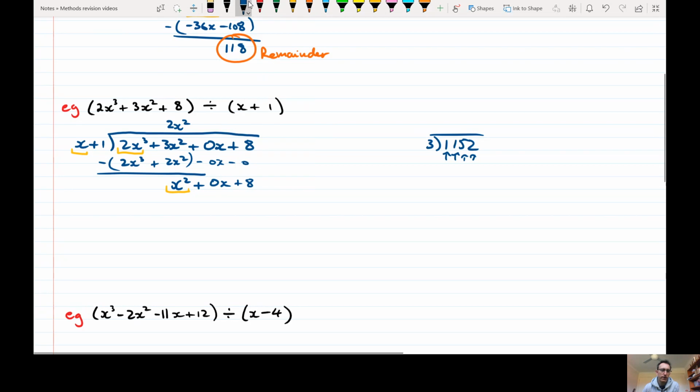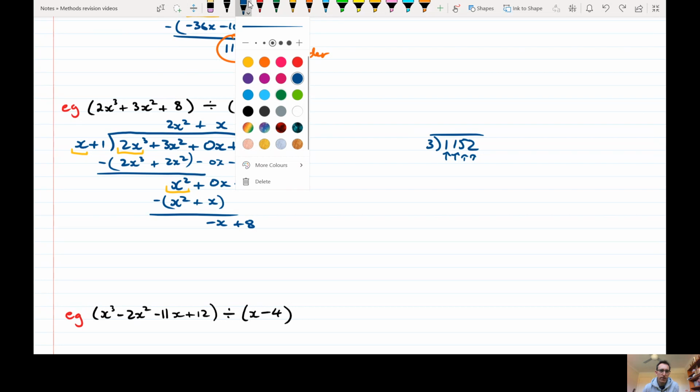All right, this x squared is now the highest remaining power. So x squared divided by x is x. Multiply that out, you get x squared plus x. So let's subtract that. And the x squareds disappear. 0x minus 1x is negative x plus 8. And notice we did get an x there. So that's why it's really important you have a 0x sitting there.